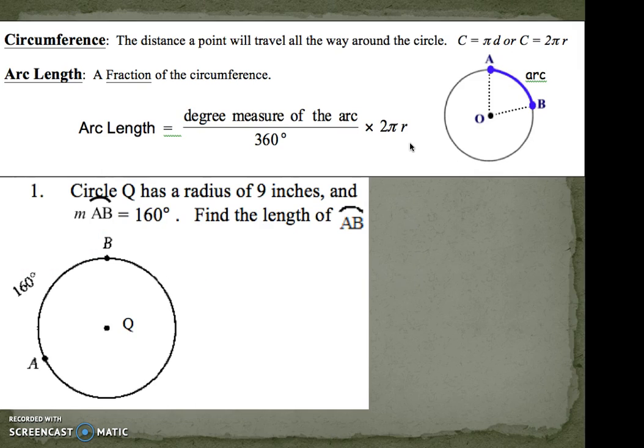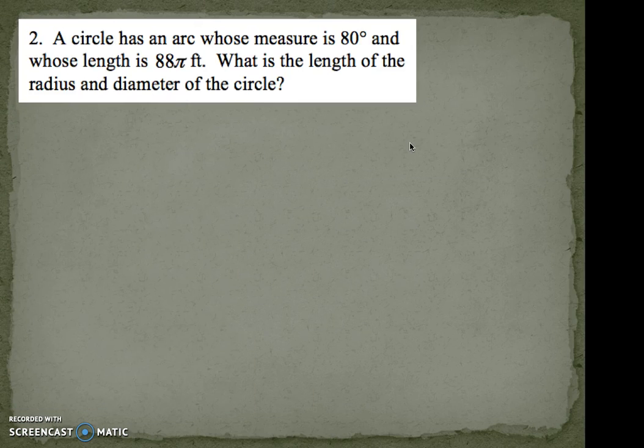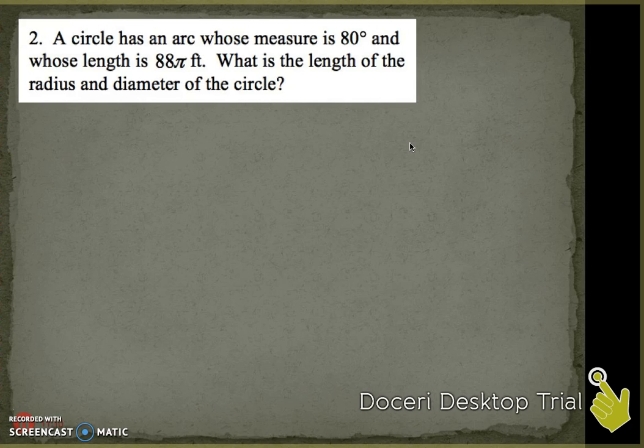Looking at number 2. You have a circle with an arc whose measure is 80 and the arc length is 88 feet. What is the length of the radius and the diameter? So we're going to take our angle measure, which is 80, and put that over 360 degrees. And we're going to say that times 2 pi r will give us 88 pi, which is our arc length.